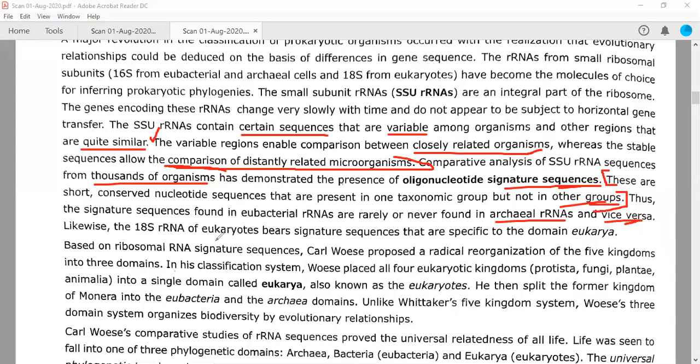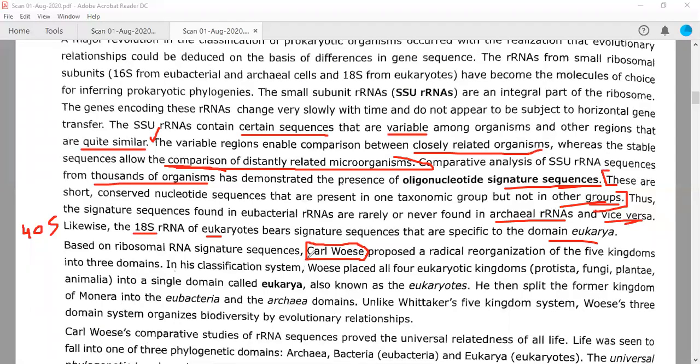Likewise, the 18S rRNA of the eukaryotic system, because this is 18S and is generally present in the 40S ribosomal small subunit in eukaryotes, has signature sequences that are specific to this particular domain only, domain Eukarya. So depending upon these differences in signature sequences, you can classify all the organisms into the three domains of life based upon ribosomal RNA signature sequences. And that was exactly done by this particular scientist, Carl Woese, who proposed this three-domain classification system.